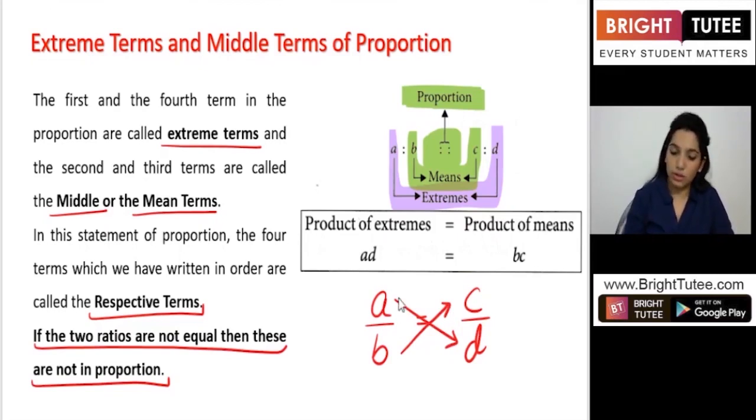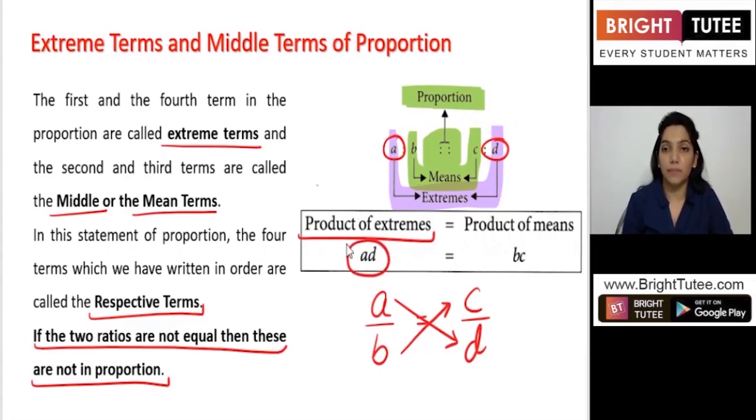Here you can see the product of extremes. What are the extreme terms? A and D are the extreme terms. So we write A multiplied by D is equal to the product of means, that is B multiplied by C. So whenever ratios are in proportion, the product of extremes is always equal to the product of means. This is very important. Make sure that you remember.